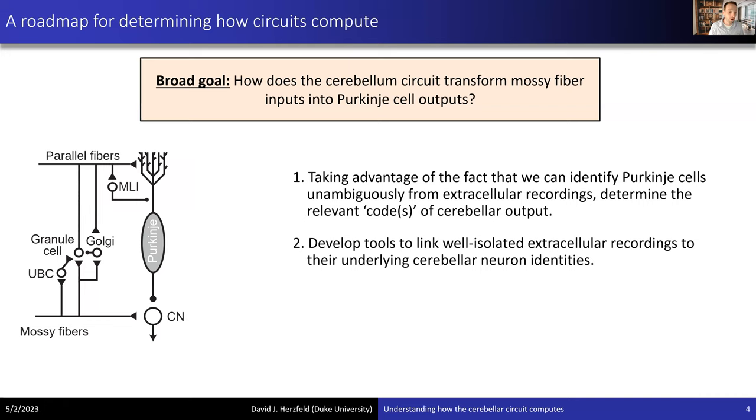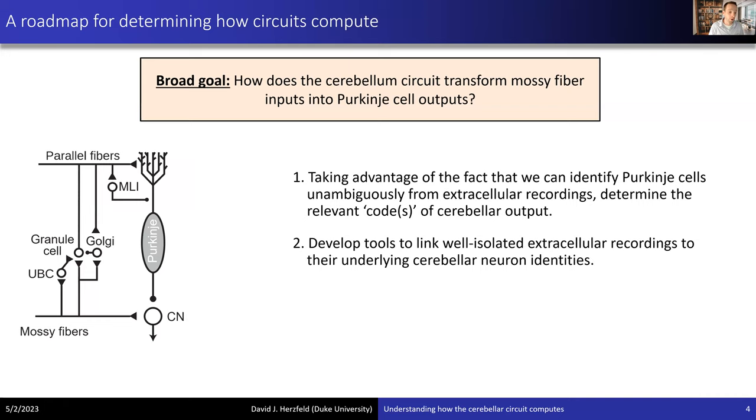But of course, in order to do that, we need a way to label all of the other cells that we have beyond the Purkinje cells in order to understand how this circuit computes. Okay, so what we do is we're going to be recording extracellular signals from multi-contact electrodes. And what we really want to do is be able to link the properties of these extracellular recordings to their underlying neuron identities in the circuit.